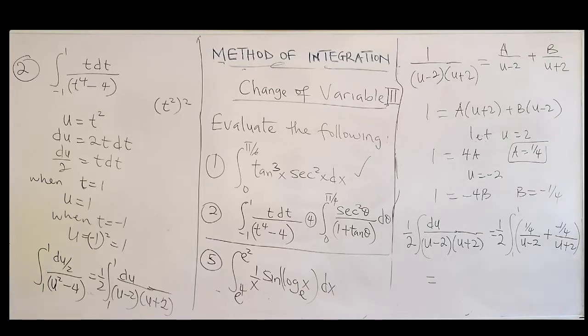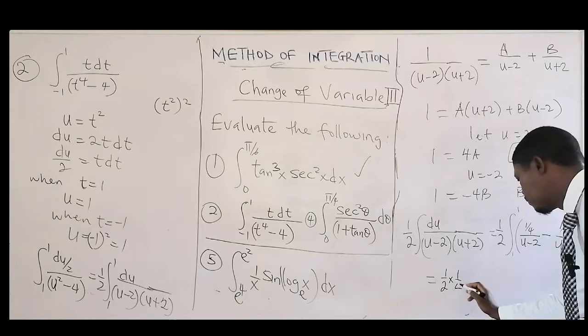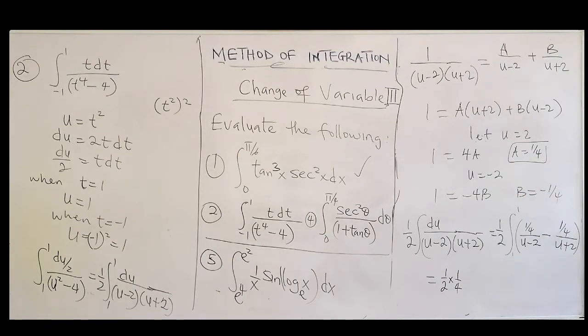Automatically this will change to minus. This one will change to minus, plus minus, so this will change to minus. So this will be minus 1 over 4. That 1 over 4 can go outside, and that 1 over 2 times 1 over 4, okay, that's 1 over 4, and then into brackets. Integral of this, that will be ln u minus 2 minus ln u plus 2.